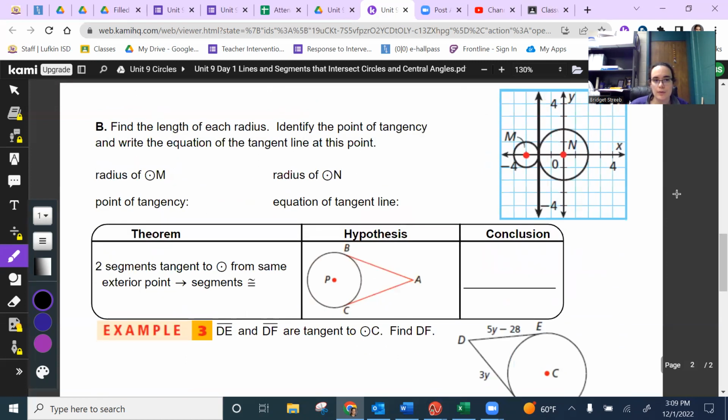Our next example, we want to find the radius of circle M. So again, from the center of M to the side, it's 1 unit. Radius of circle N, from the center to the side, that's 2 units. Point of tangency, it's where the circles and the tangent line meet up. It's right here at -2, 0. Then we want the equation of the tangent line. The tangent line is a vertical line, which has undefined slope, which means that we cannot use y equals. We have to have x equals, and x equals -2.